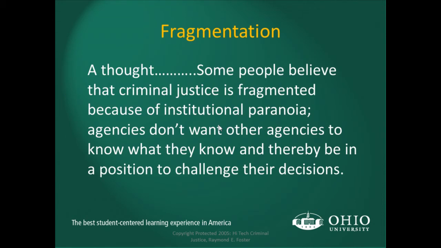I think we're getting towards the end of the presentation here, and a thought on this. Some people believe that criminal justice is fragmented because of institutional paranoia. Agencies don't want other agencies to know what they know, and thereby be in a position to challenge their decisions. So that's a question that you maybe sit back and think about: are we fragmented, and do we continue to be fragmented in the information as a result of that?